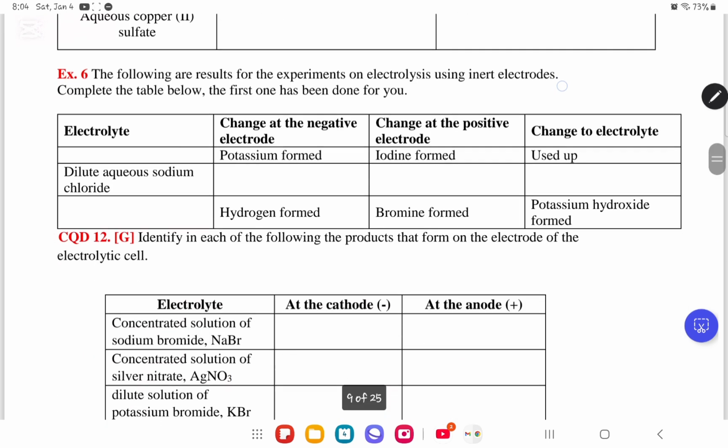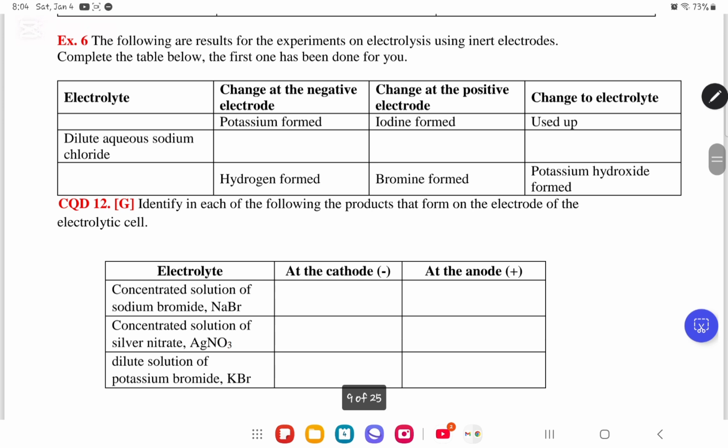So now let us move on to exercise 6. Here we have the table. The following are results for the experiments on electrolysis using inert electrodes. Complete the table below. The first one has been done for you.